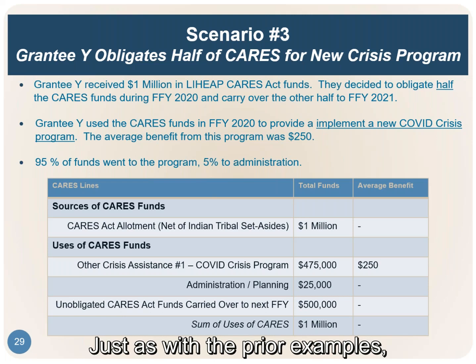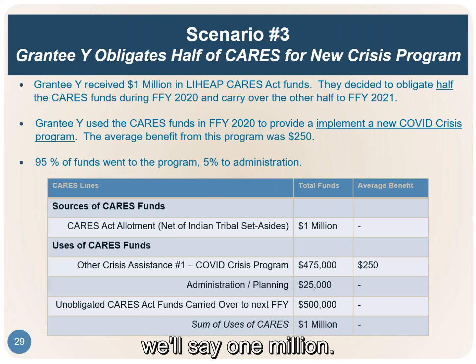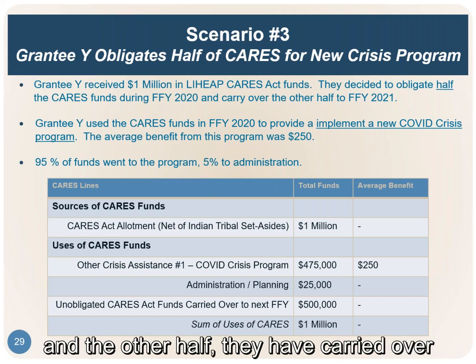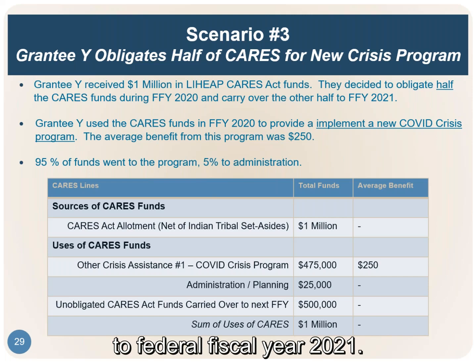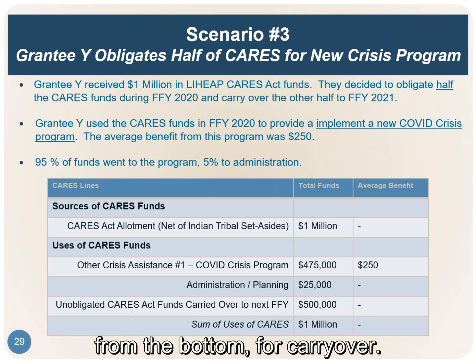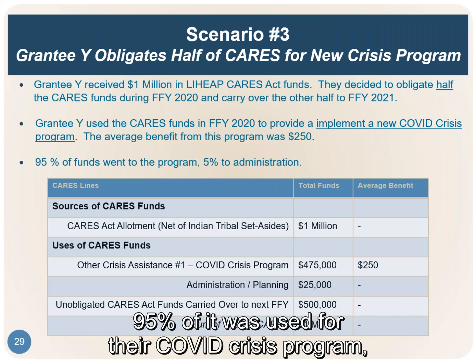Just as with the prior examples, the total they got was $1 million. So under sources for their CARES Act allotment, we'll say $1 million. They used half of their funds they obligated, and the other half they have carried over to federal fiscal year 2021. So you can see $500,000 is on the second line up from the bottom for carryover. The remaining $500,000 they obligated during 2020, 95% of it was used for their COVID crisis program.